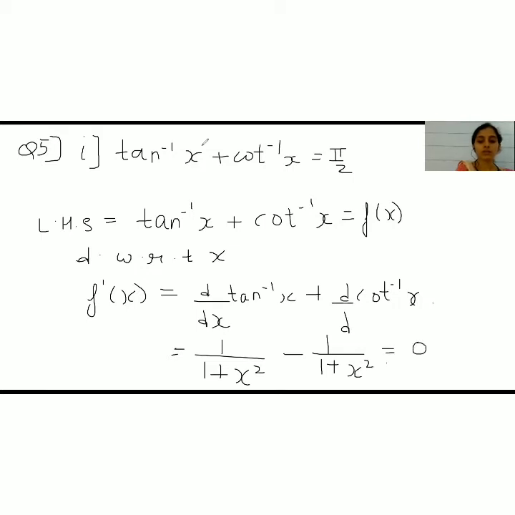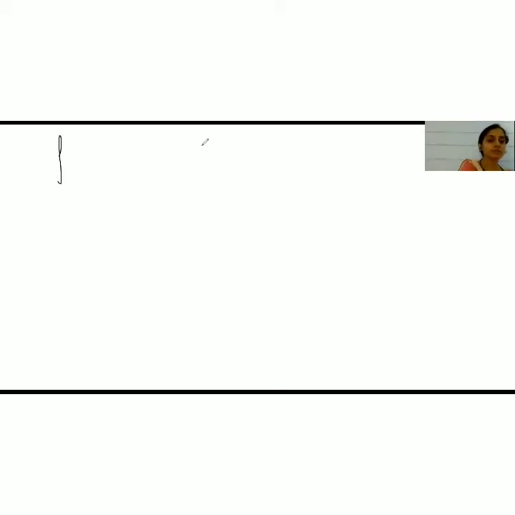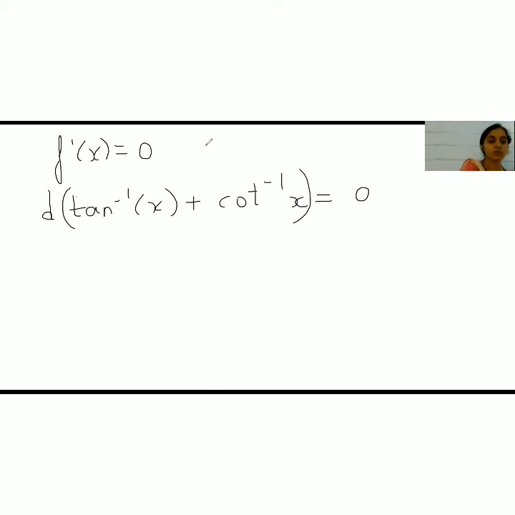So what are we getting? The answer is 0. And what is the derivative of a constant number? 0 is a constant number. So f dash of x is 0. If f dash of x is 0, it means d by dx of what function is equal to 0? Always remember d by dx of c, a constant term, is always 0. That means f of x that we have.